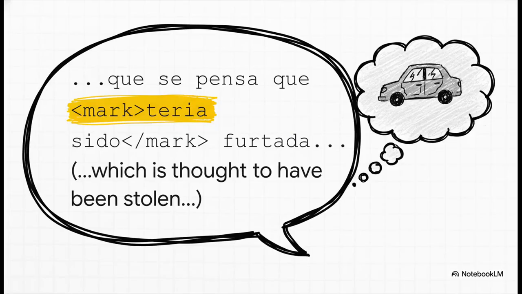This next part is great. It says the vehicle "se pensa que teria sido furtada," which means is thought to have been stolen. So now you have a layer on top of a layer of uncertainty. It's not just an alleged fact, it's a belief about an alleged fact. This is just a masterclass in cautious journalism.